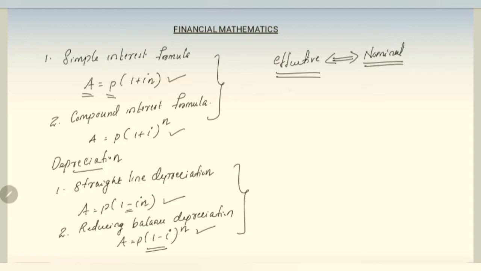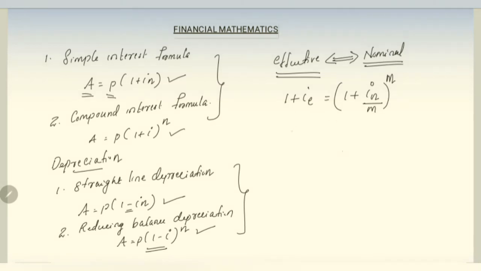That is 1 plus i effective is equal to (1 plus i nominal over m) to the power m. This formula is applicable for 1 year, which means if it is quarterly, this m becomes 4, i divided by 4 to the power 4. If it is monthly, then you have to use 12 in the place of m. If it is semi-annually, you have to use 2 there. So I will write it here.